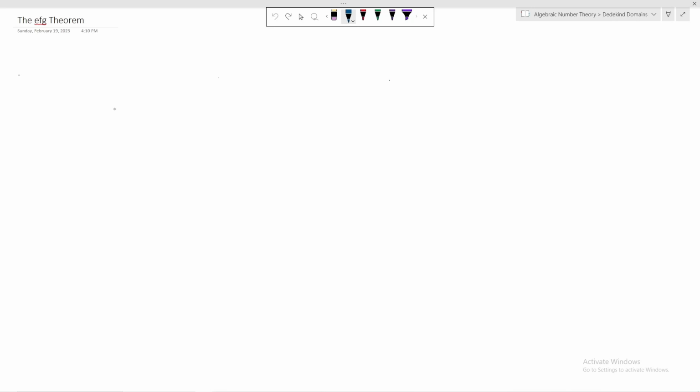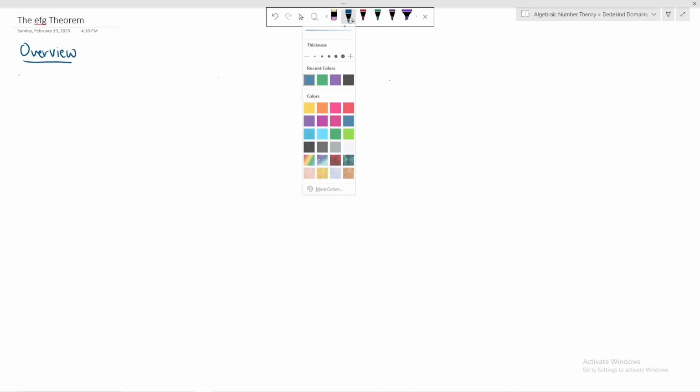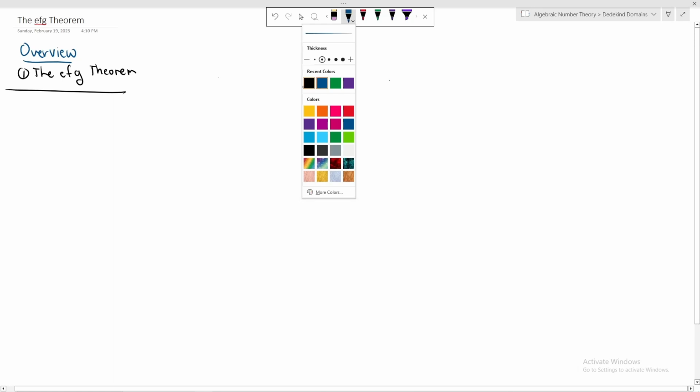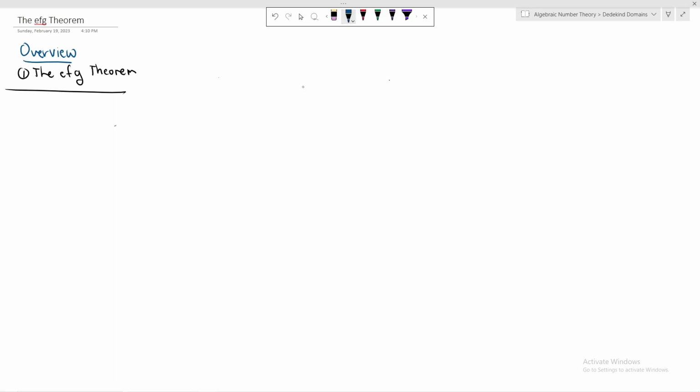I'm finally going to try to continue with this series and hopefully finish up what I started. Let's start by recalling where we were and what we were trying to prove. So today's lecture, we're really only going to focus on one thing, that's the efg theorem. Okay, so let's start by recalling what this theorem even says.